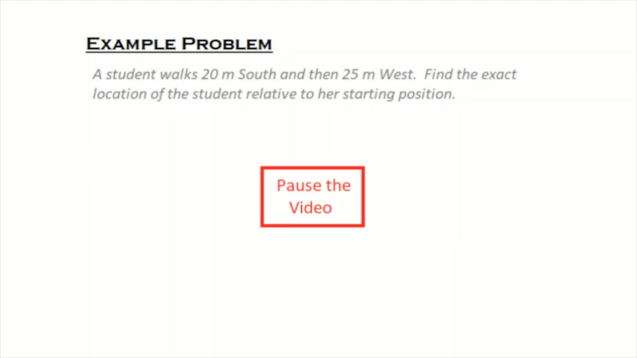Let's look at an example problem. Here we've got a student walking 20 meters south and then turning and walking 25 meters west. The goal is to find the exact location that the student would wind up relative to where they started. If you want to pause the video and try this on your own, I'll talk you through all the steps here in a minute.